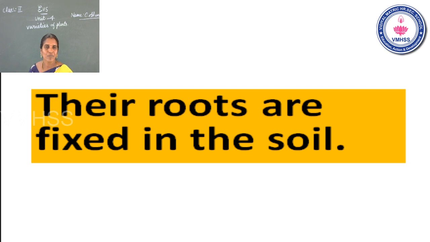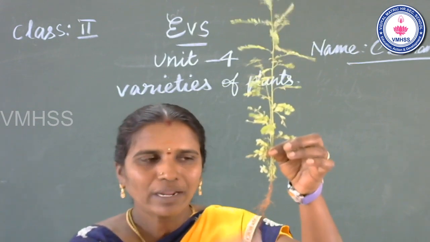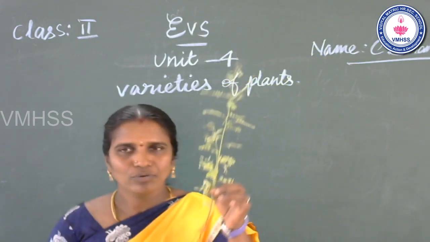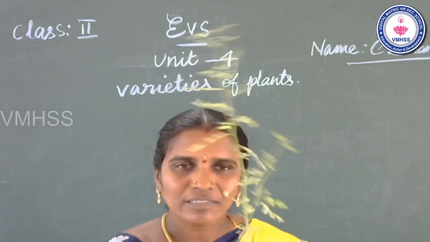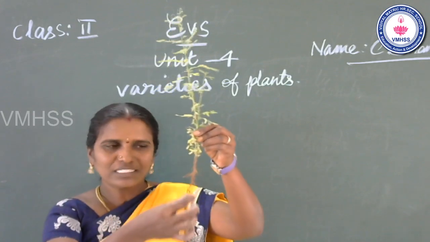How is their root? Children, can you say? Very good, very nice answer. Their roots are fixed in the soil. Say the spelling of fixed. F-I-X-E-D. Fixed. Their roots are fixed in the soil. Okay? Children, listen. This plant's root is fixed in the soil. How is it? The roots of this kind of plant are fixed in the soil.